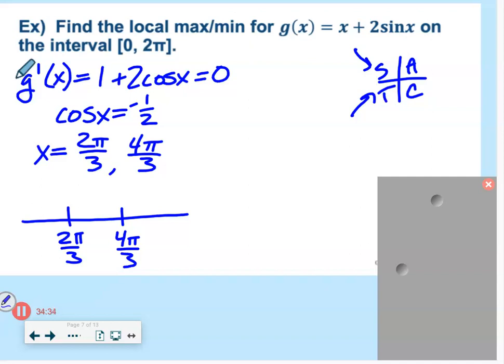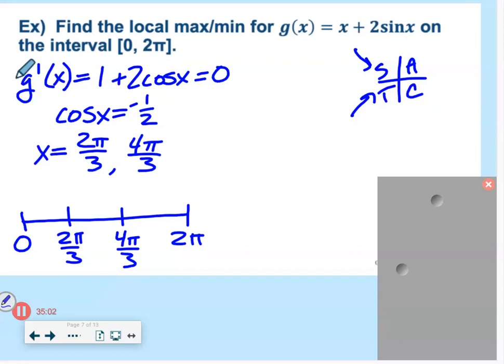When you are given a restricted interval, it's good to put those endpoints on your sign line. Because if you don't, you run the risk of accidentally saying this is increasing from -infinity to 2 pi thirds instead of 0 to 2 pi thirds, right? So if you're given an interval, put those endpoints on your sign line so you don't accidentally go past them.